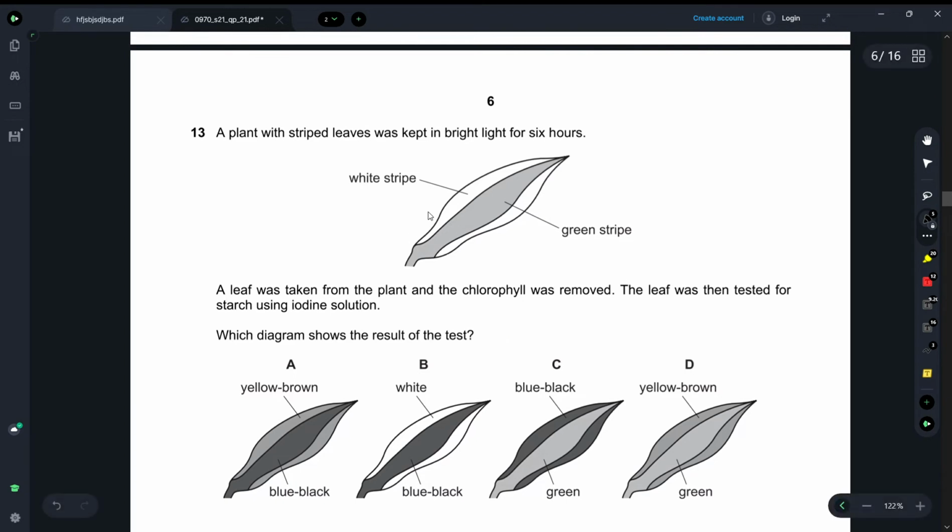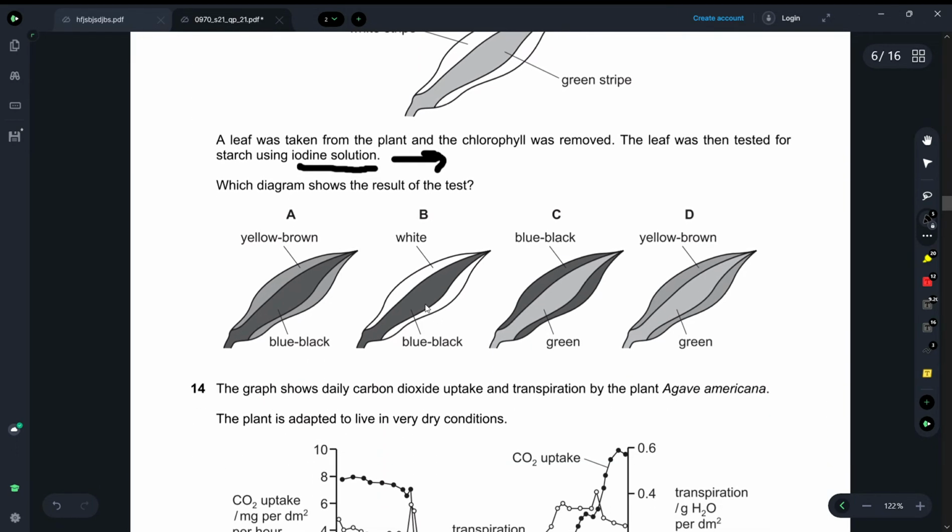Question 13 says a plant with striped leaves was kept in bright light for 6 hours. There's a white stripe and a green stripe inside the plant. A leaf was taken from the plant and chlorophyll was removed. The leaf was then tested for starch using iodine. Iodine is always used for starch testing. For iodine, the color change I remember was yellow-brown. I'm not sure. Let me just confirm this one. I hate food tests. One tip would be, guys, always remember your food tests. Let me just check.